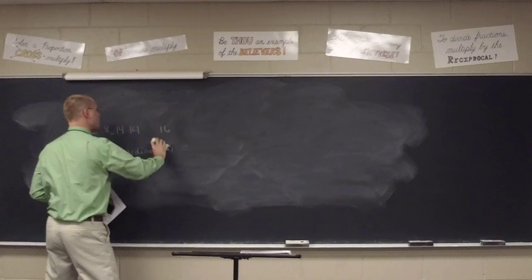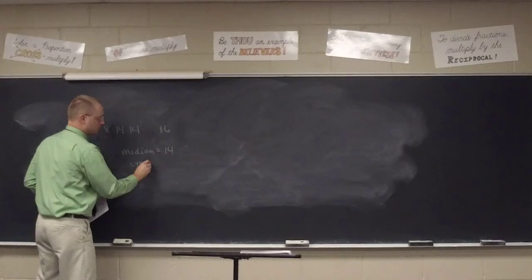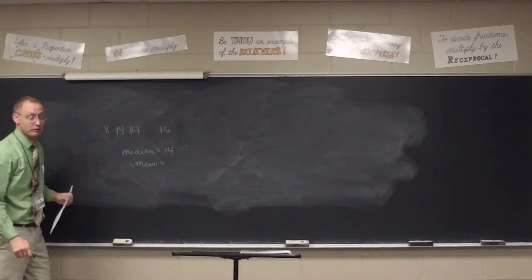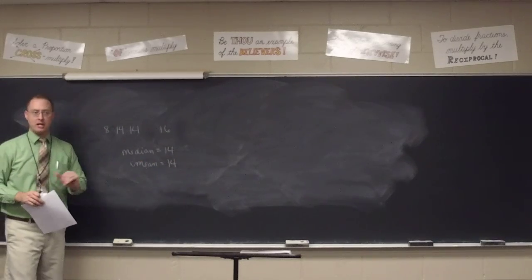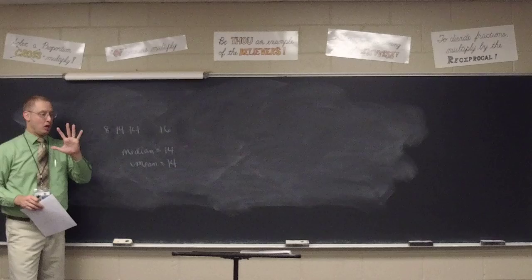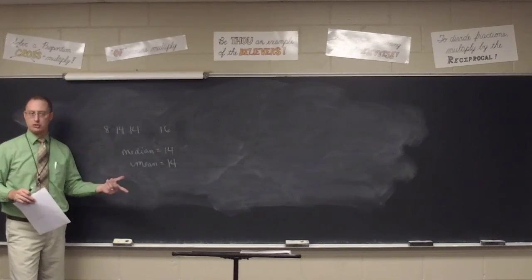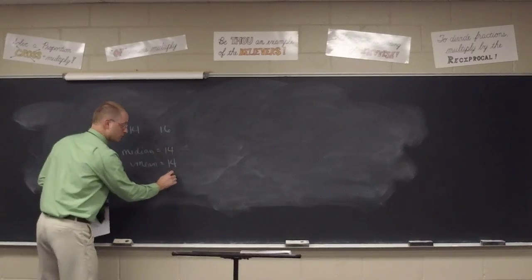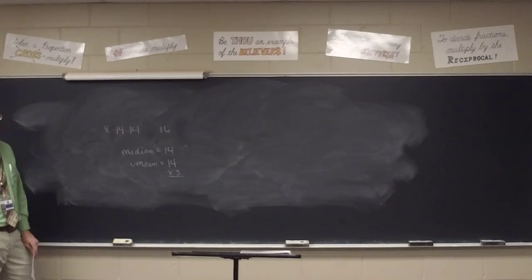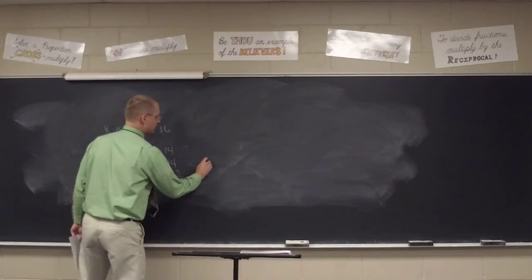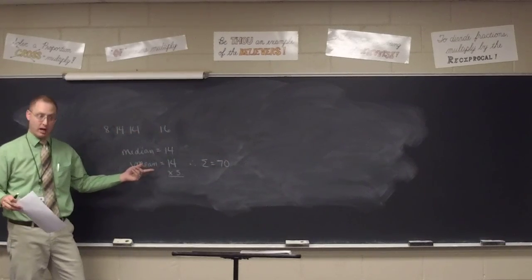If the median must be 14, then what's the mean? Class? 14. She says the mean's going to equal the median, right? And we know the mean is the average of how many numbers? 5. If 14 is the average, what is the sum of the 5 numbers? Seventy. 70, right? Therefore, the sum must equal 70. They've got to add up to 70, so when you divide the sum by 5, you get 14, right?